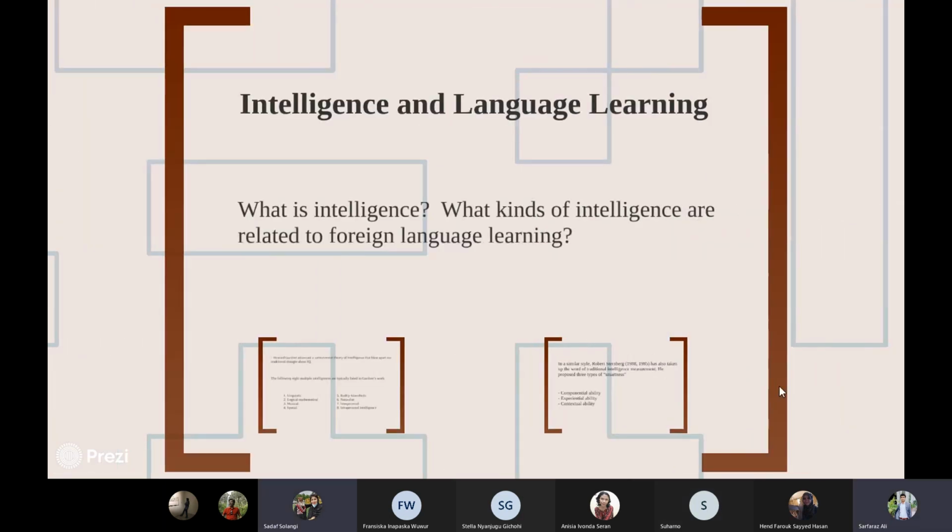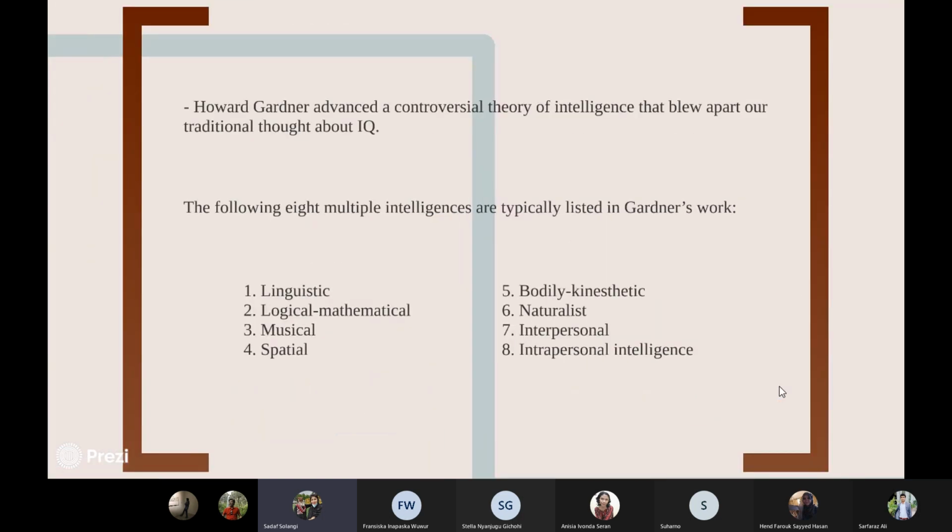Intelligence in language learning. The very first question that we have: what is intelligence? What kind of intelligence is related to foreign language learning? The answer to the first question is that intelligence has traditionally been defined and measured in terms of linguistic and logical-mathematical abilities. Intelligence may have little to do with one's success as a second language learner. People with a high IQ have proven to be more successful.